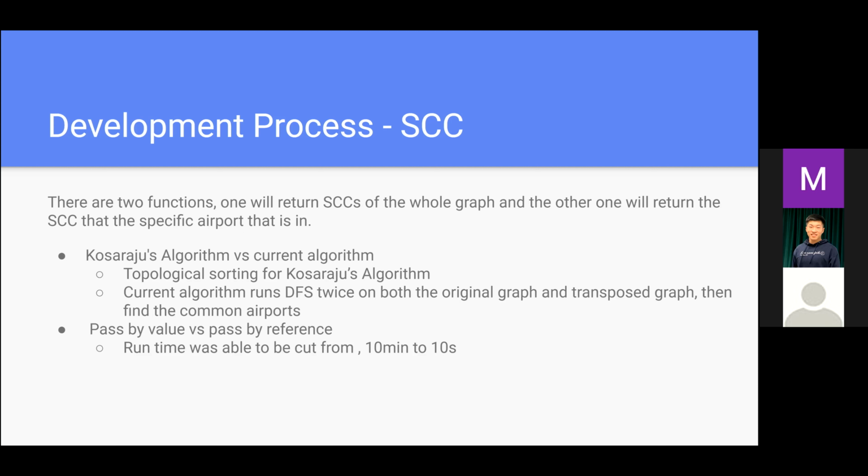As a result, we decided to use passing by reference rather than passing by value for DFS, as both implementations need to run DFS multiple times. In that case, we were able to save running time from 10 minutes to 10 seconds.